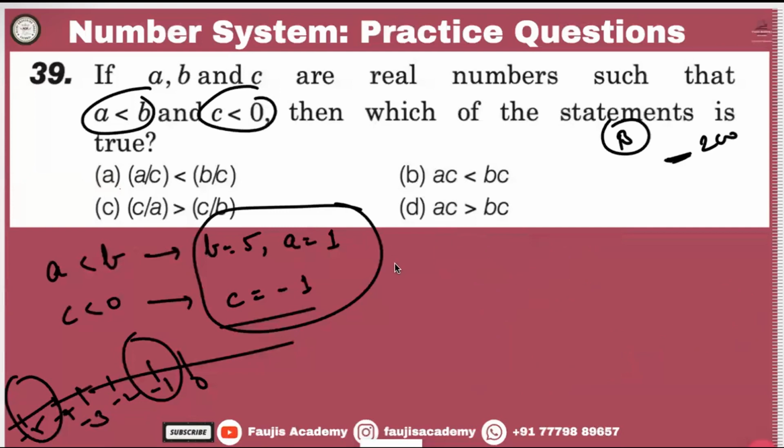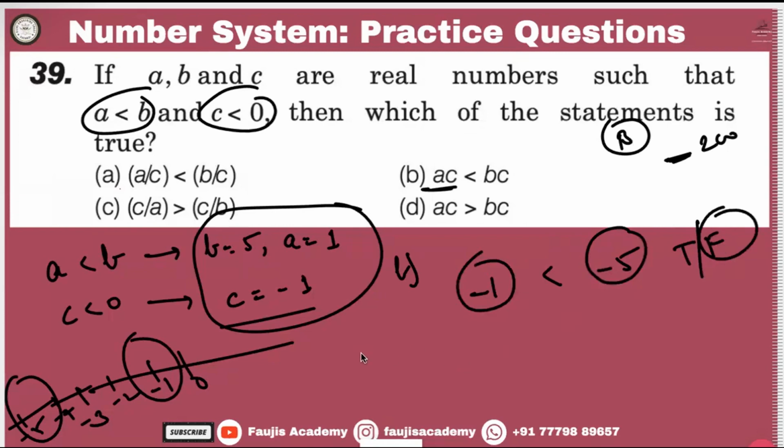Now let's try option B. AC means -1 less than BC. BC is -5. Is it true or false, guys? It is saying -1 is less than -5, which is false, right? Option C. C by A, -1 by 1, is greater than C by B. C by B. So -1 is greater than -0.2. Is it true or false?